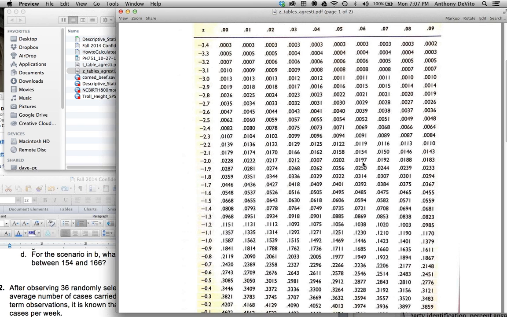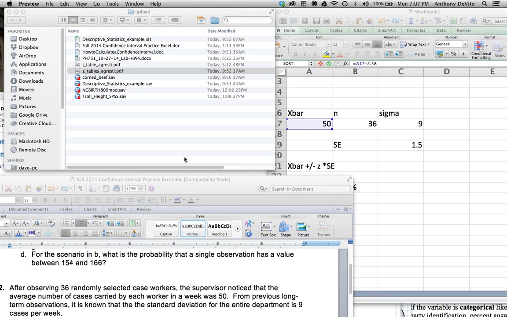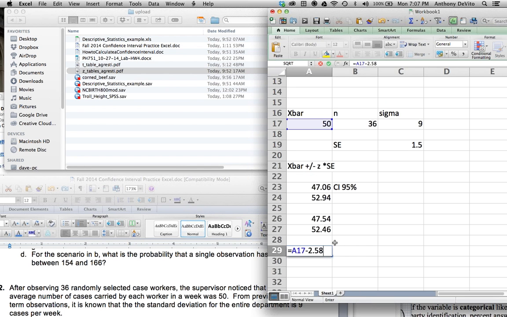If I asked you to calculate a 93.5% confidence interval, you could do it. You just have to look up what z-score to use. Nobody ever does it, but you could do it if you wanted to. Okay? So let's go back to our problem here.